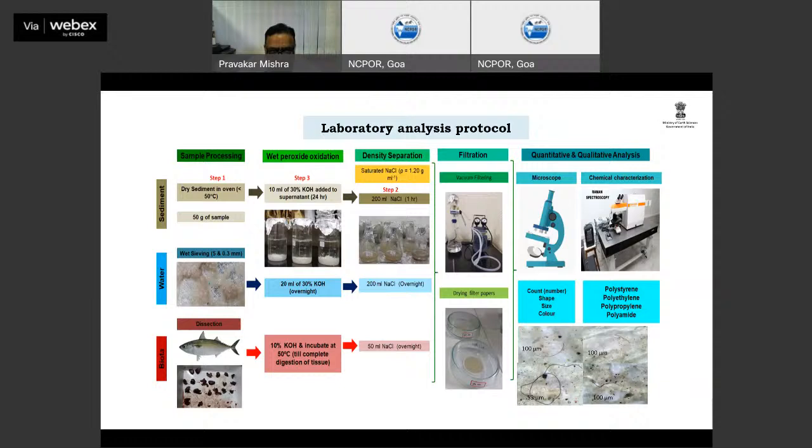So the standard laboratory protocol was designed with the CEPHAS group for how to sample for the sediment, how to sample for water, and how to go for the biota analysis. We have different types of methodologies available, but we took a particular methodology approach which we are applying, and which has also been shared with our collaborating organization, and we are following the same methodology so that later on we can have a fair comparison of our data.